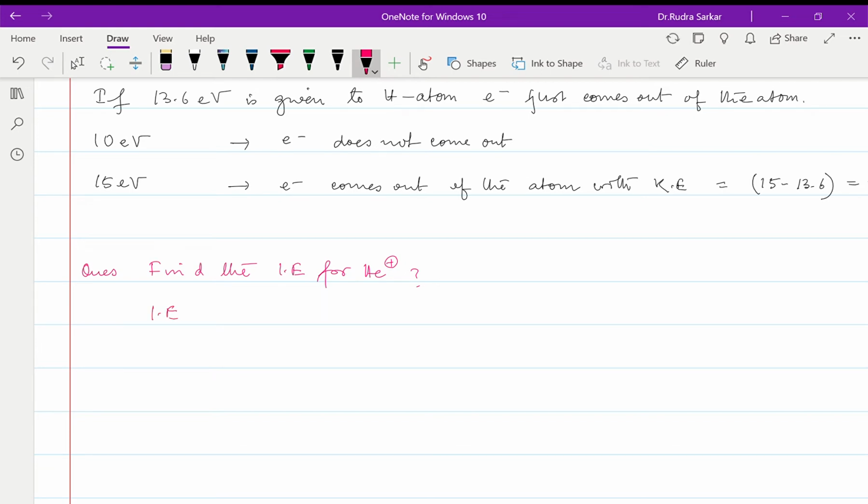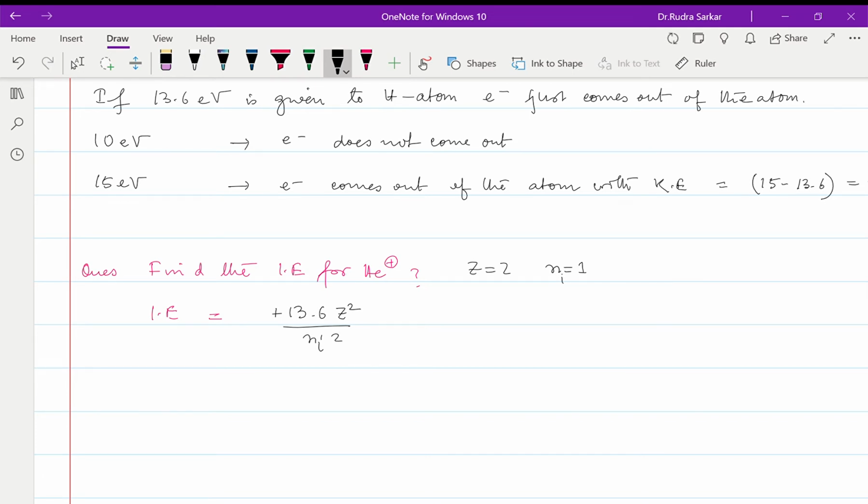You have the equation of ionization energy. You know He plus is also a hydrogen-like system, but the Z value is different. So what is the Z value over here? 2. Right. N value is what? Ground state is 1. So this is your n initial. So we will say again plus 13.6, Z square by n initial square.